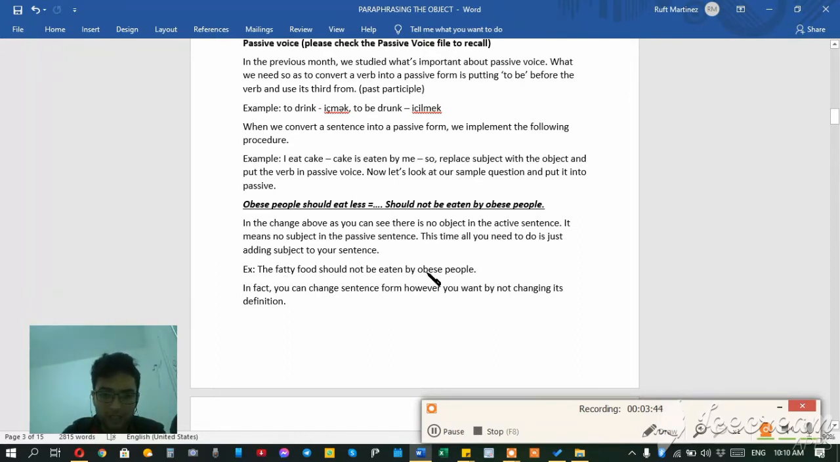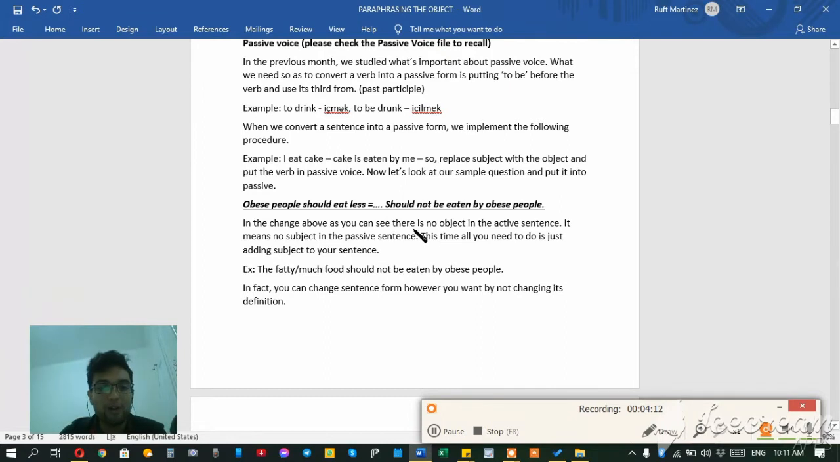It's just a creative touch, because when they are obese and when they eat fatty food, or much food, you can say, it's just to fill the place of a subject in the sentence. So it shouldn't be eaten by obese people. There's no subject, but here we'll put the subject.